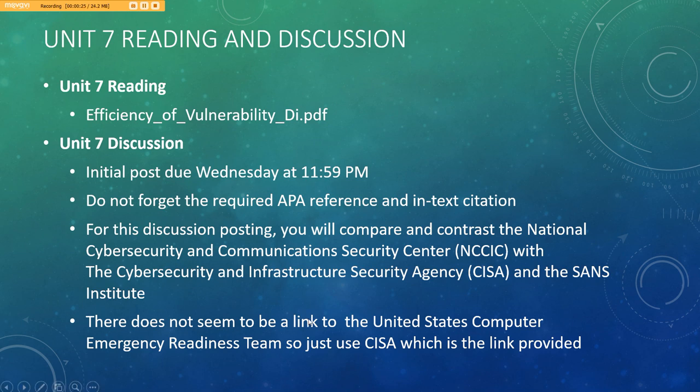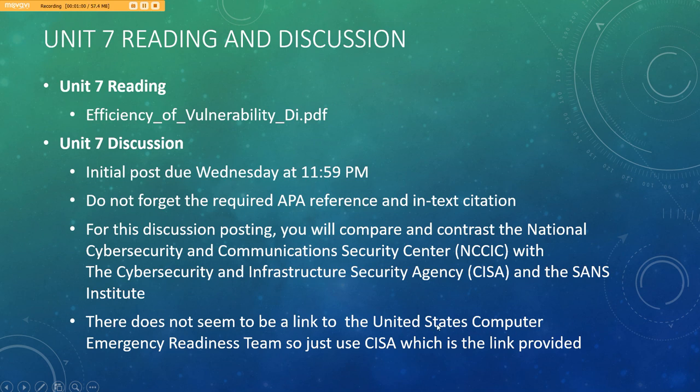For this discussion posting, you will compare and contrast National Cybersecurity Communications Integration Center, NCCIC, with Cybersecurity and Infrastructure Security Agency, CISA, and SANS. Now, it lists a different one, but the link goes to CISA, so that's the one you're going to use. Please don't use a table. It really is hard to read in the discussion. Just use bullet points.